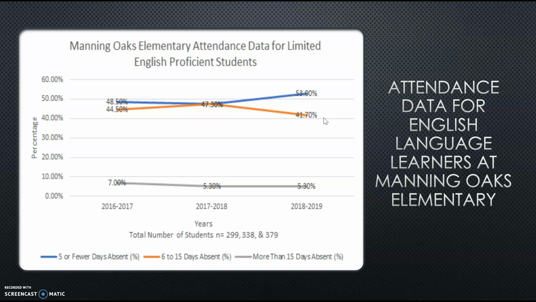Additionally, the number of students absent more than 15 days has decreased from 7% to 5.3%. This is an encouraging sign that these students are decreasing the number of days that they are absent and increasing the number of days present at school.